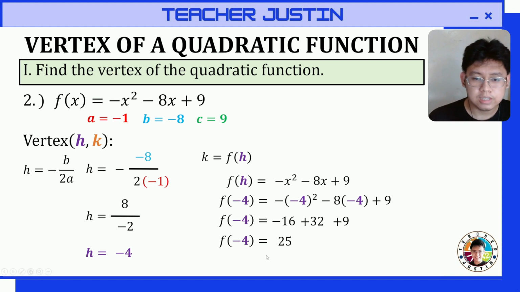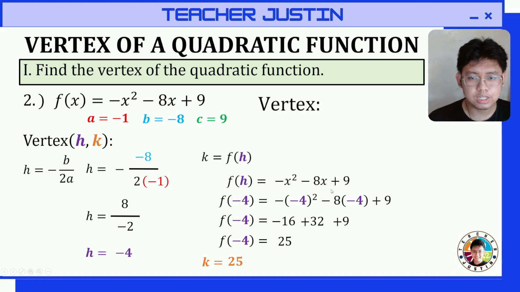Now, since nakuha na natin yung value ni f of negative 4, which is 25, yan din yung value ng k natin, which is also 25. Then, let's write our vertex. So, ang vertex natin for this quadratic function will be located at negative 4, 25. And that's it. Ta-da! Alright.